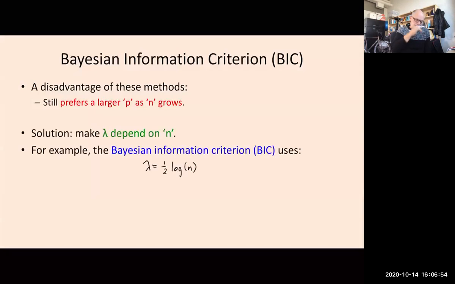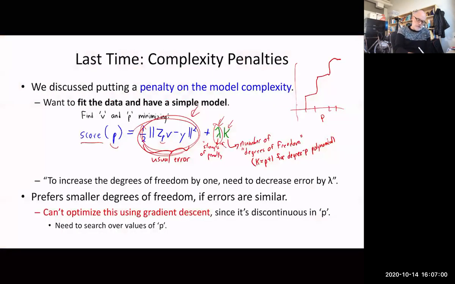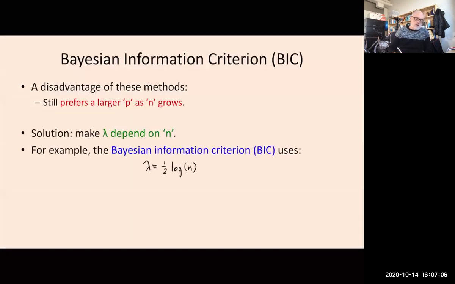So one very common solution is to make lambda, the choice of this value right here, a function of n. So make lambda depend on n, and the Bayesian information criterion uses this. This is where compression really comes to the fore. I know this section has been really into compression.